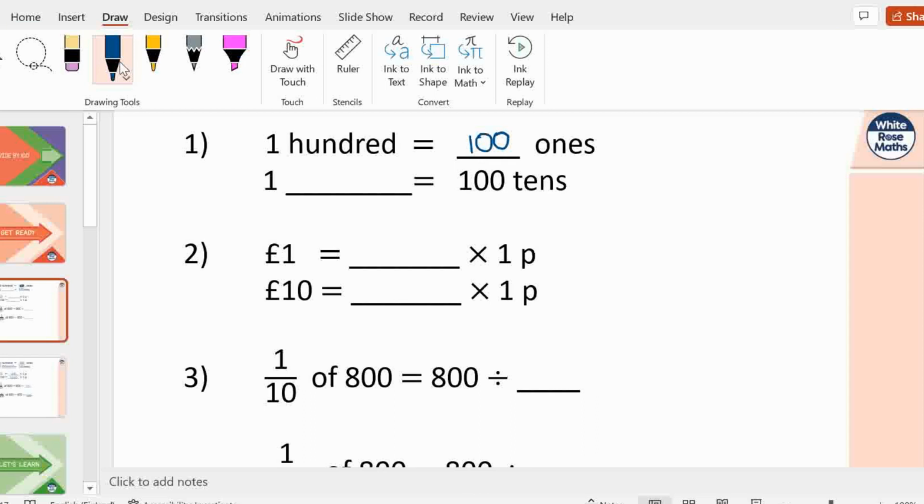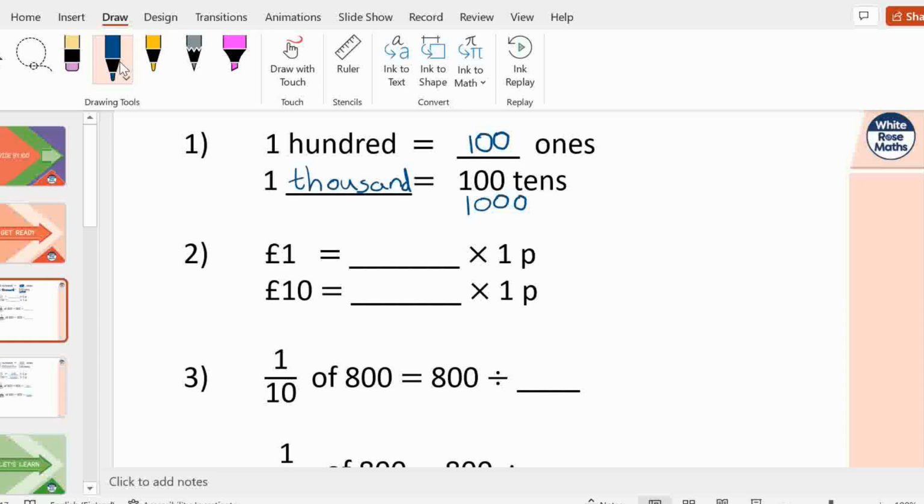Now, this is a little bit different. It says here 100 tens. How many zeros does a 10 have? 1. Okay, and then we just do this. And what do we have? 1,000. So I have to write 1,000 here. Okay.